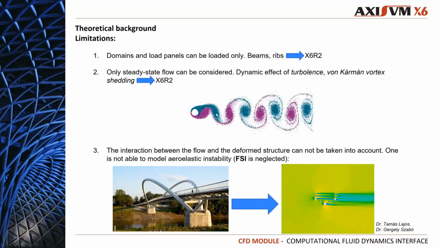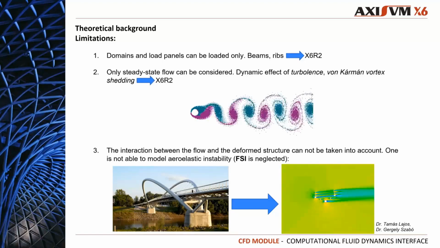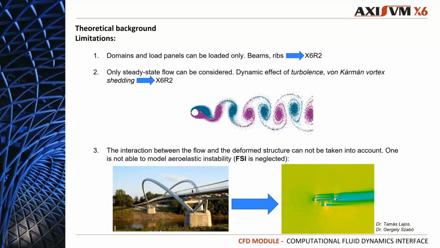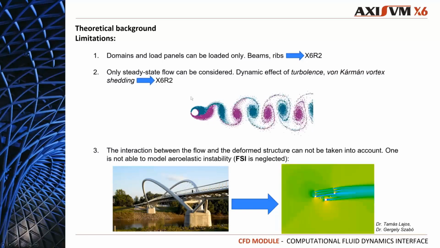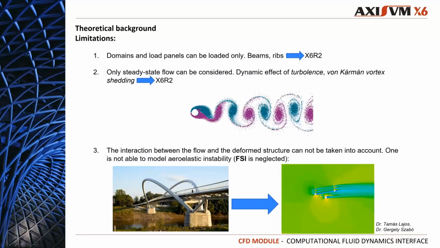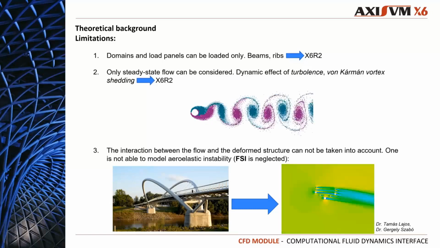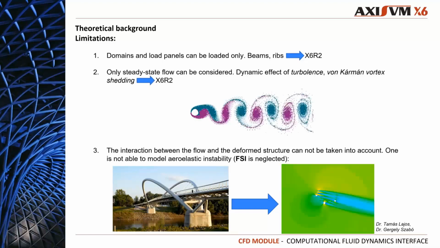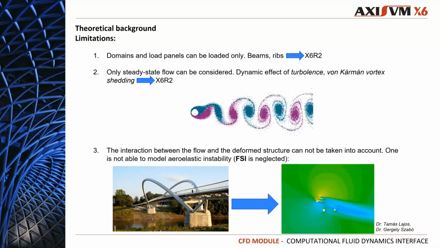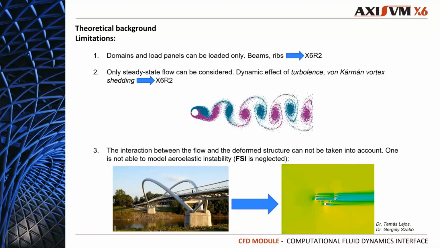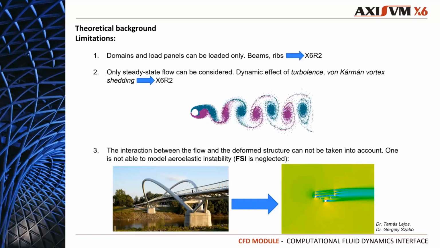Okay, what I did not do here is that there was some animation. Okay, so in point two, we can see Karman vortex shedding. So this is the effect which can have a large dynamical effect if the vortex shedding has the same frequency as the eigenfrequency of the structure. This happens nowadays in China. So in this case, we will have a resonance, and it is a very dangerous phenomenon.